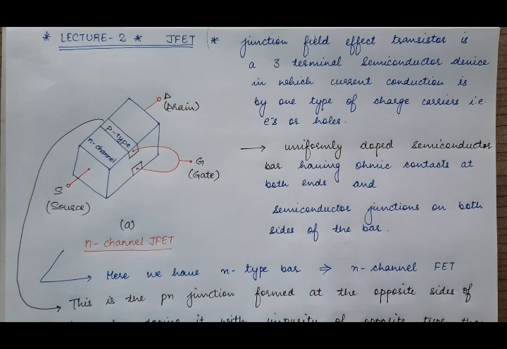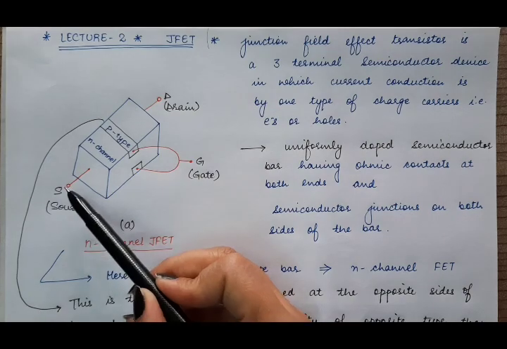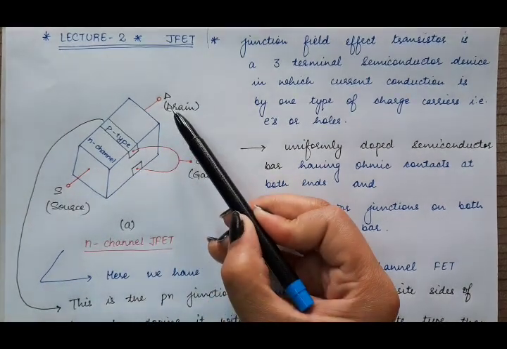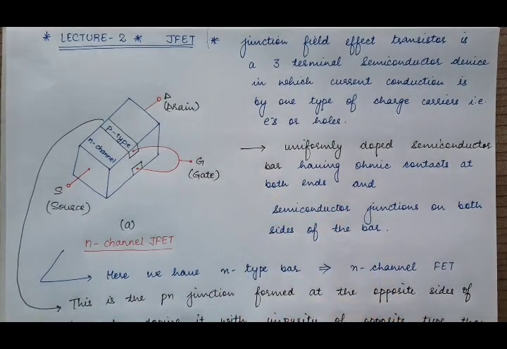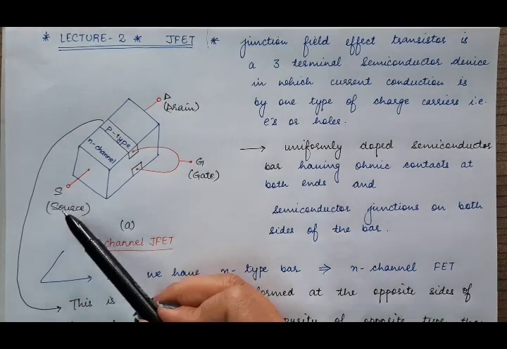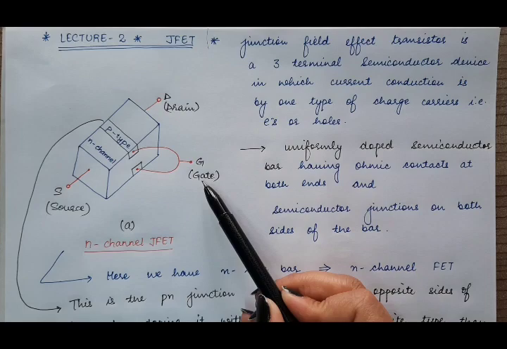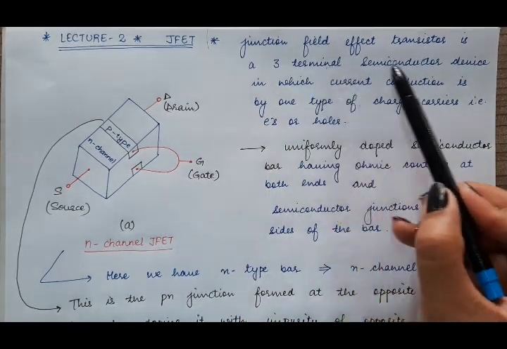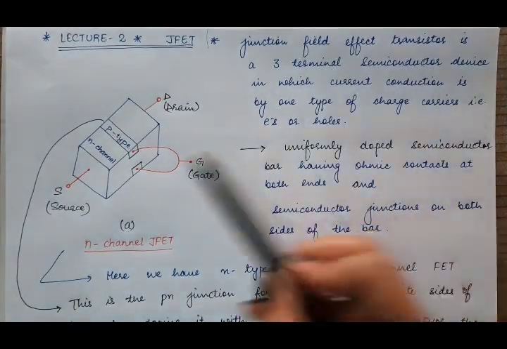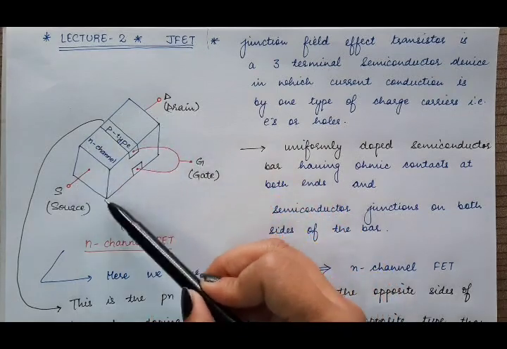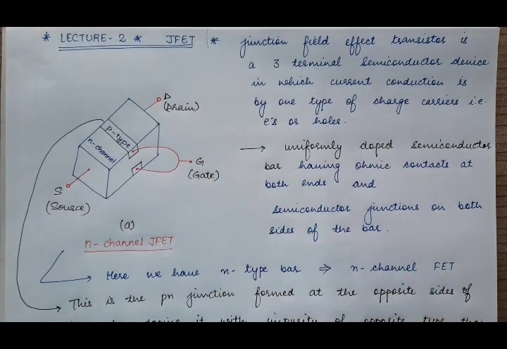So what is this junction field effect transistor? It is basically a three-terminal device. One terminal is source, the second terminal is drain, and the third terminal is gate. So it is a three-terminal semiconductor device. This whole bar is made up of a semiconductor, either N-type or P-type.